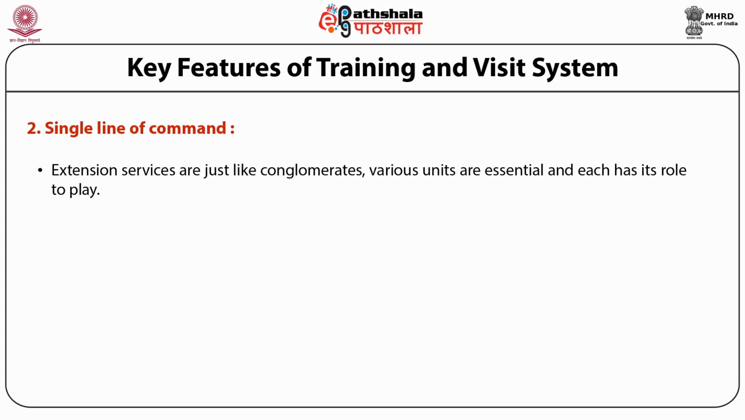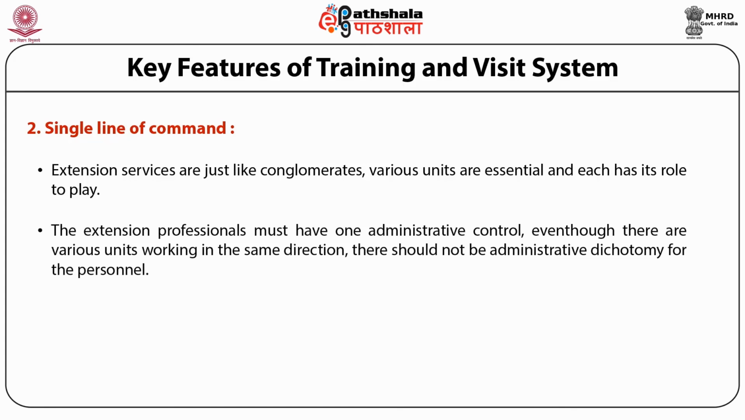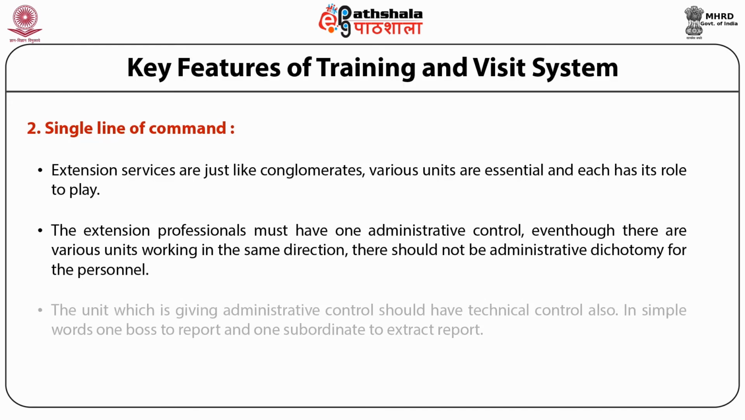Various units are essential and each has its role to play. As we have seen during the discussion on dimensions of extension, the input dimension explained all that. With all these, the extension professionals must have an administrative control. Even though there are various units in the same direction, there should not be administrative dichotomy for the personnel. The unit which is giving administrative control should have the technical control also. In simple words, one boss to report and one subordinate to extract report.